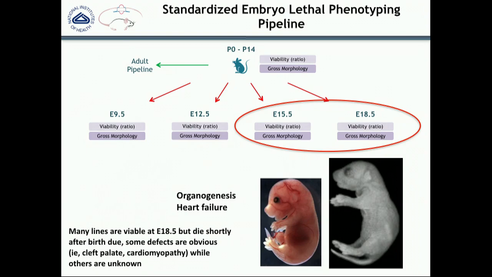So not just the development of the heart or the circulatory system, but actually the continued functionality of that system. And many lines are viable at 18.5. We find in our analysis that they're perfectly healthy at 18.5, but then perish perinatally or postnatally. And the phenotype information that we gather from the systematic analysis at this stage, the 18.5 stage before birth, is really valuable many times in identifying why those mice don't make it. But in some cases, it still remains completely unknown.